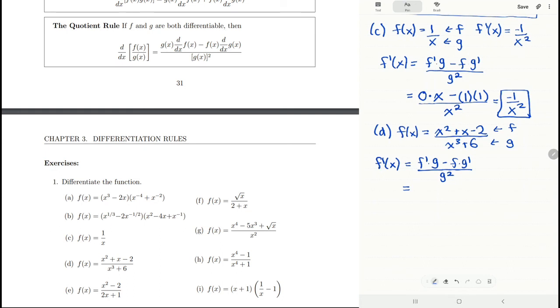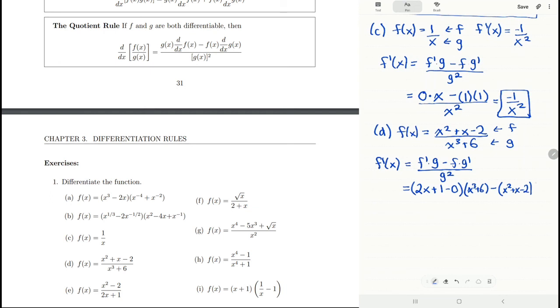So we need the derivative of f. So the derivative of x squared plus x minus 2, which is 2x plus 1 minus 0. This is all being multiplied by g, which is x cubed plus 6. And then we subtract f, which is x squared plus x minus 2. And then we multiply this by g prime.